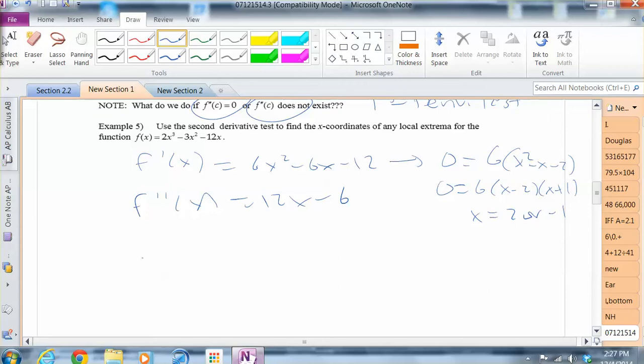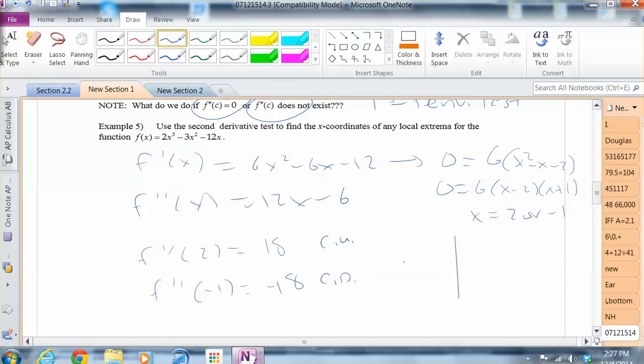Now let's actually see the value of the second derivative. f double prime of 2 is 18. f double prime of negative 1 is going to be negative 18. So we have a positive second derivative, so that's going to be concave up. Negative second derivative for negative 1, that's going to be concave down.